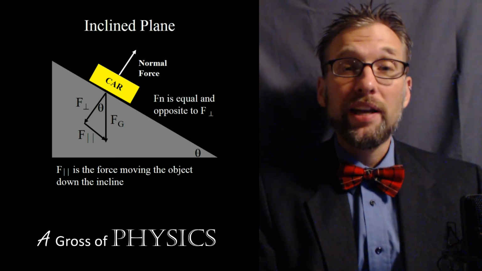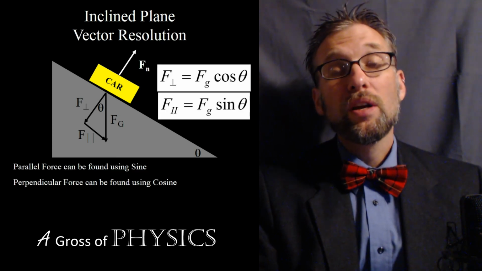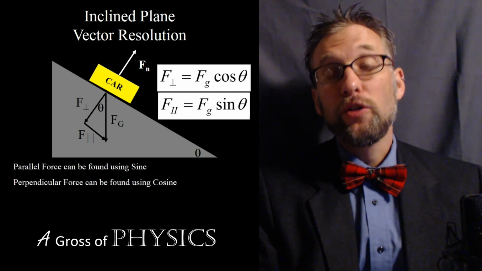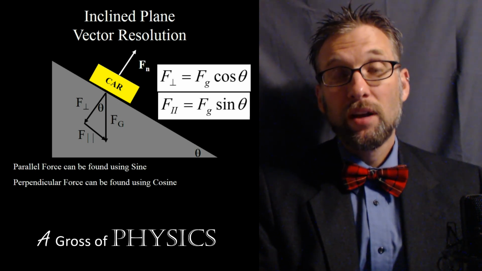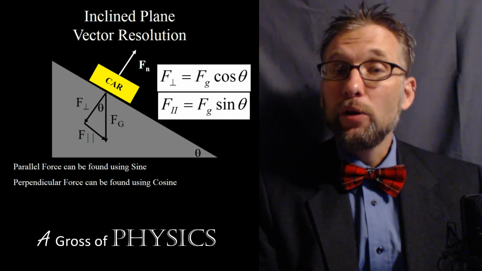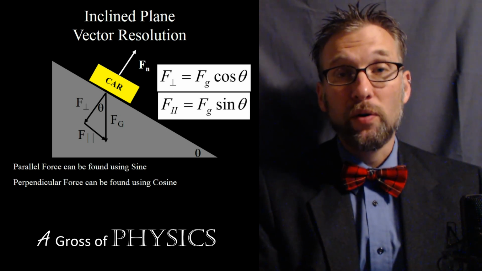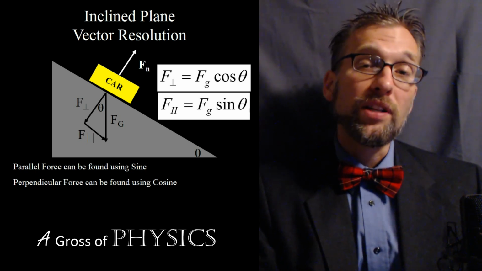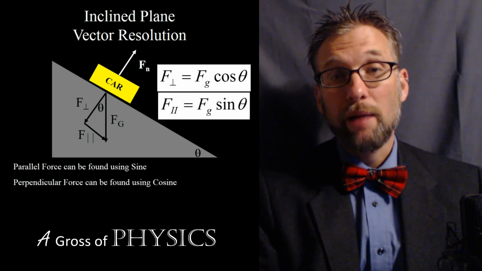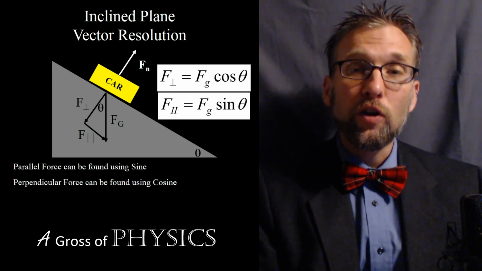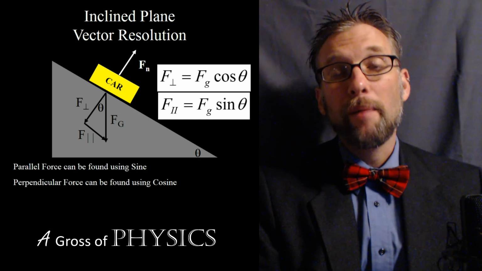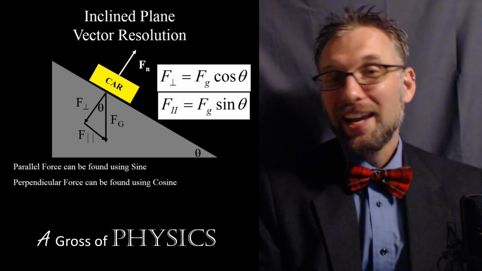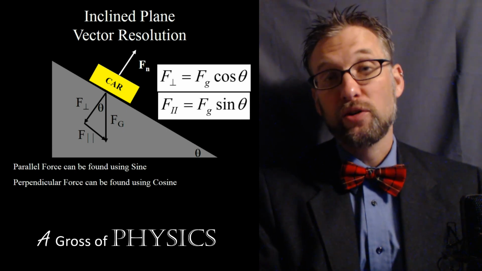Now, in order to calculate the two values, we would use sine and cosine. In order to find F parallel, we would use the weight of the object, so Fg, times the sine of theta. In order to find the perpendicular component, it would be Fg times the cosine of theta. So each of the components can be found by using trigonometry. The only difficult part of this is that you have to worry about the fact that the triangle isn't visually aesthetic in terms of our normal view of a right triangle.